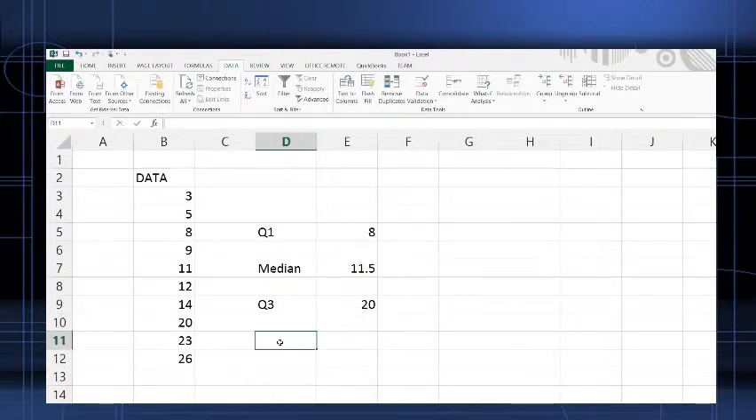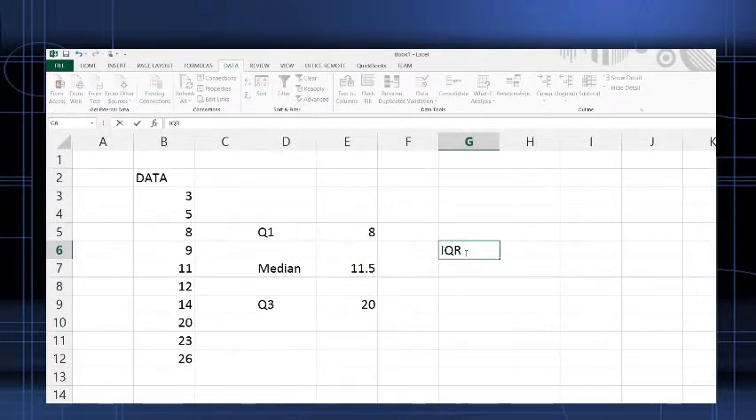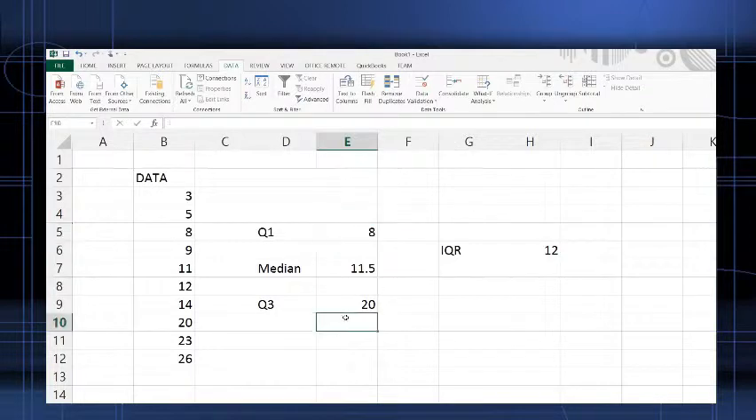Your interquartile range, IQR, is just simply equal to your third quartile minus your first quartile. In this case, that would be 12. So far we've got our quartiles, we have our median, and we have our interquartile range.